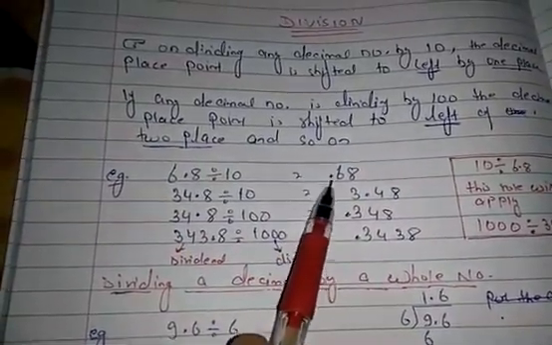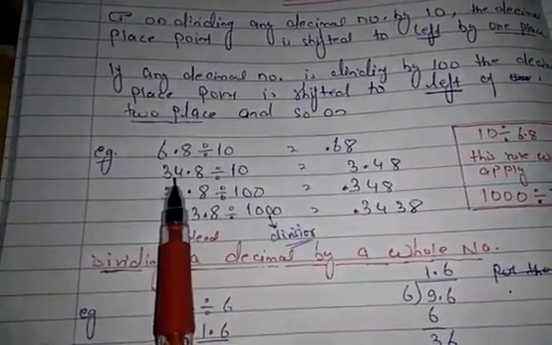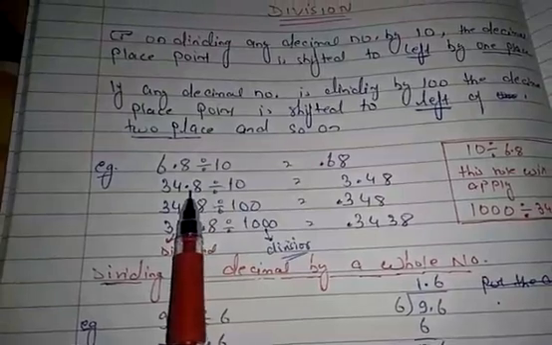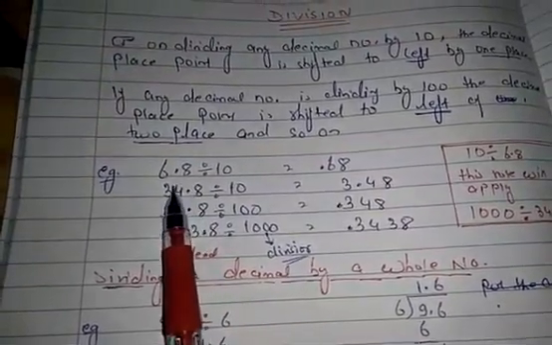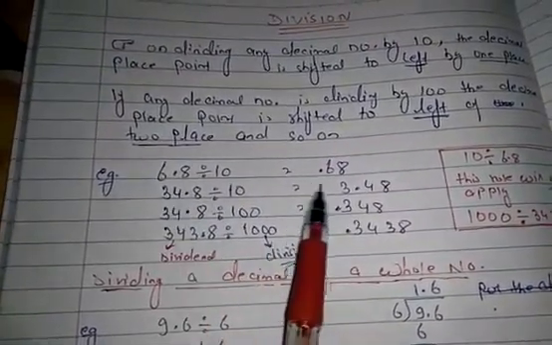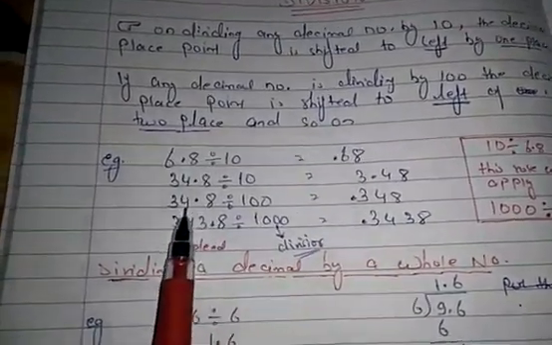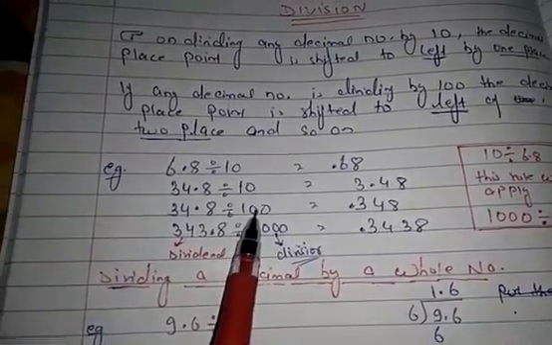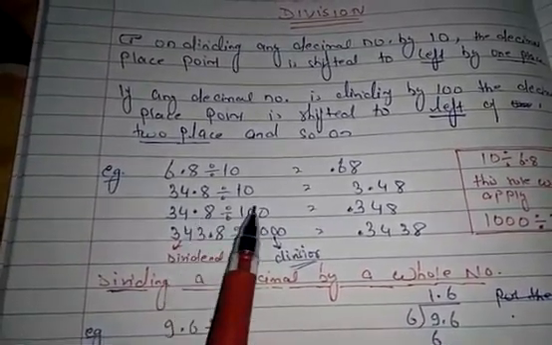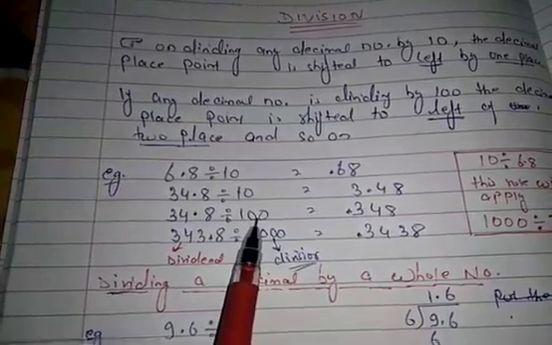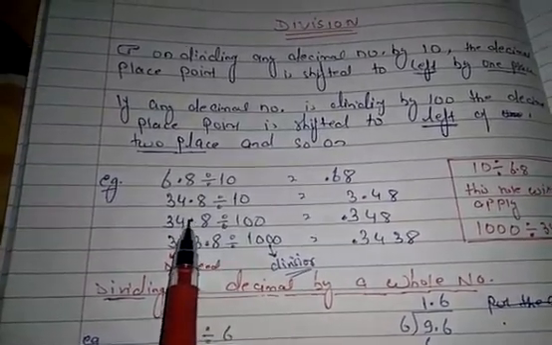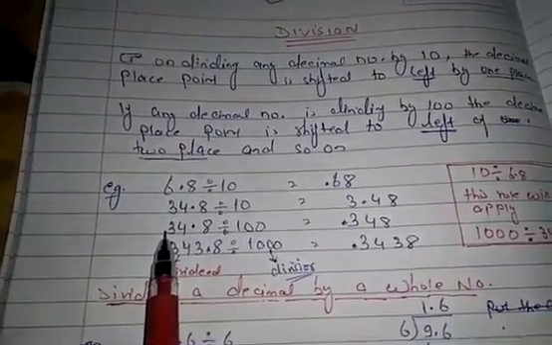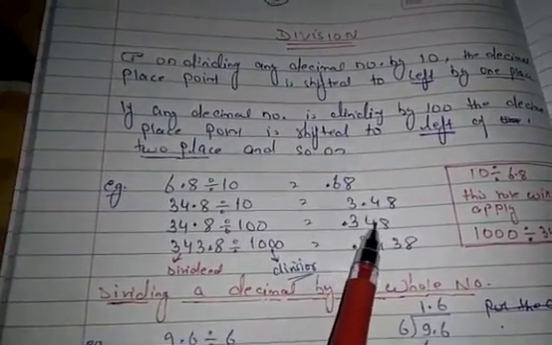It will be 0.68. The next one is 34.8 divided by 10. So this decimal point will shift one place, and the answer will be 3.48. The next example is 34.8 divided by 100. Here there are 2 zeros, so the decimal point will shift towards the left 2 places. This point will shift 2 places, so the answer will be 0.348.